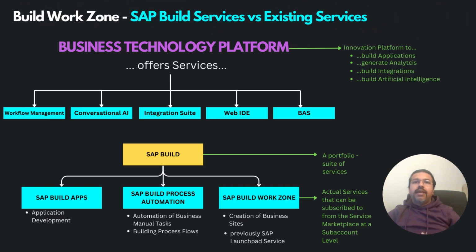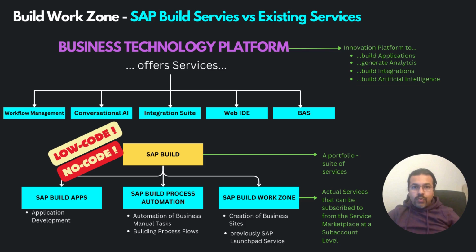Now, if you think about it, there are already tools available to do this, right? For example, if I wanted to create applications, I could very easily have used the already existing Business Application Studio. Or if we are talking about business sites, I could have used the Fiori Launchpad configuration to set up a role-based business site. We already have these services available. The question then arises, what is the real advantage that this portfolio SAP Build brings? Well, the big advantage with SAP Build is that it provides what is called a low code, no code approach to doing all of these activities.